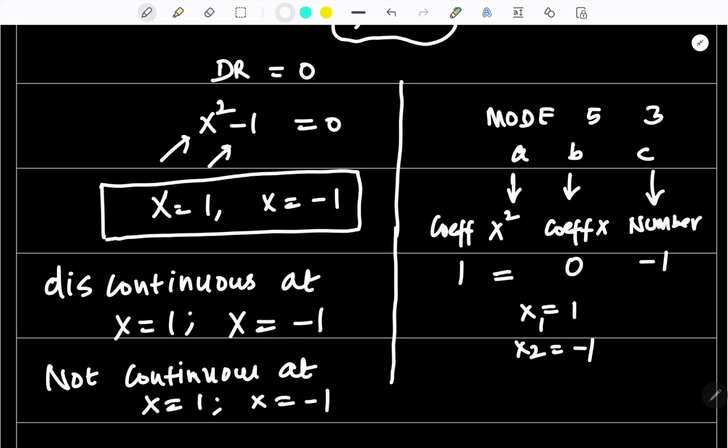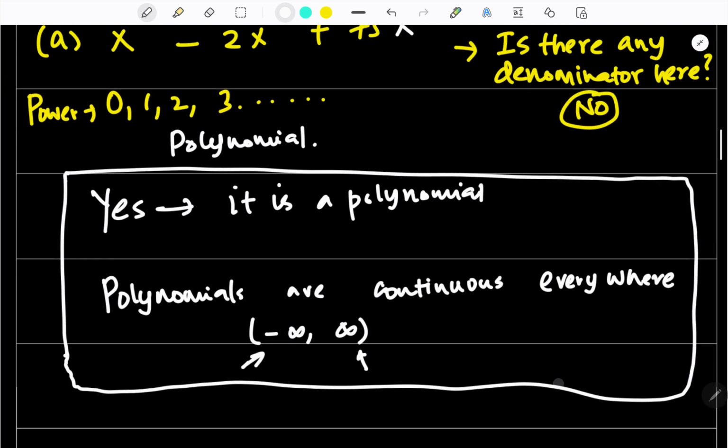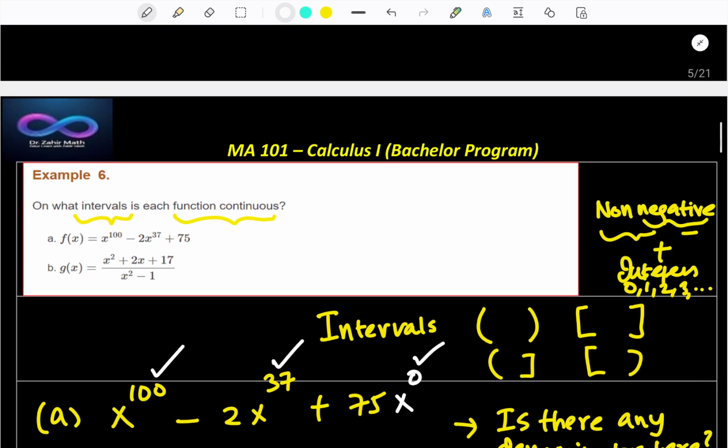The previous question, the question was what? Check where the functions are discontinuous. So you gave the answer like this. But now look at this question. What they are asking, just the opposite word. They are asking, check where the function is continuous. So if I make the denominator equal to 0, that point is discontinuous. Okay. So where is it continuous? Other than these 2 points. Remaining all the places they are continuous.